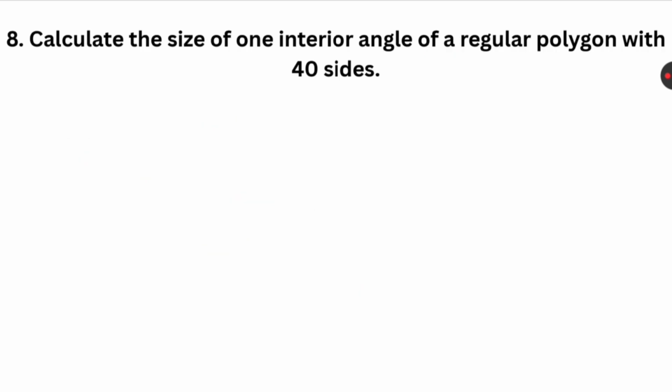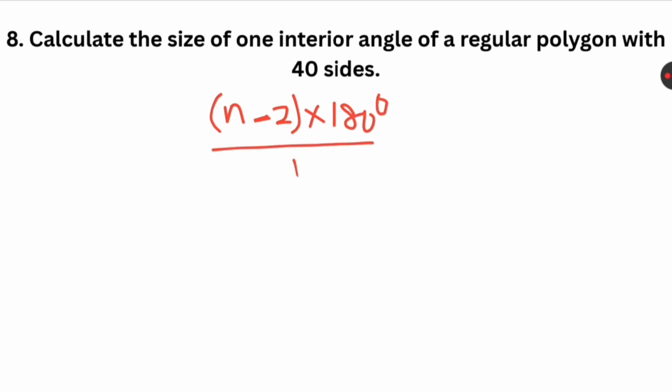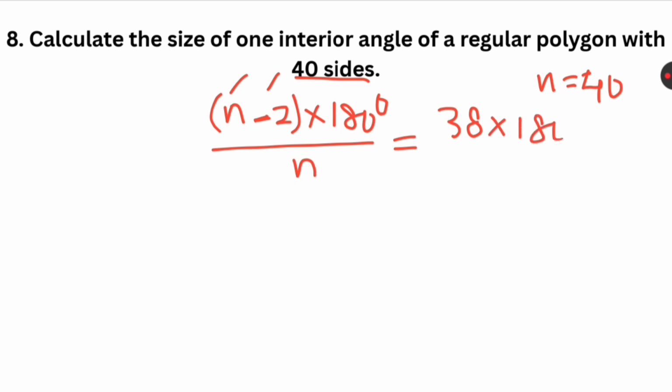Calculate the size of one interior angle of a regular polygon with 40 sides. So to find the interior angle of a regular polygon, the formula is (n minus 2) times 180 degrees divided by n. So this is the formula to find the interior angles of a regular polygon. They gave 40 sides, which is nothing but our n. So n is 40. We need to find the size of one interior angle. n is nothing but 40. 40 minus 2, which gives 38, times 180 degrees divided by 40. Simply you have to do this calculation. Here 0 and 0 get cancelled. So we are left with only 4 here.